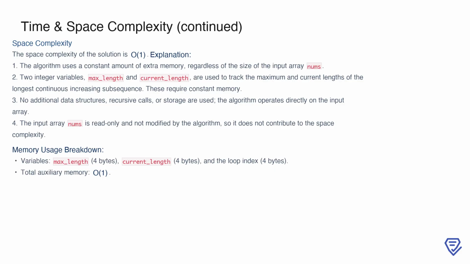The algorithm only requires two integer variables, max_length to track the longest subsequence found so far, and current_length to track the length of the current subsequence being evaluated. Both of these require fixed memory space. Additionally, the loop variable also uses a constant amount of memory. Importantly, no extra data structures are created, and the input array is accessed in a read-only manner without any modifications. This ensures that the auxiliary memory usage remains minimal and independent of the input size.